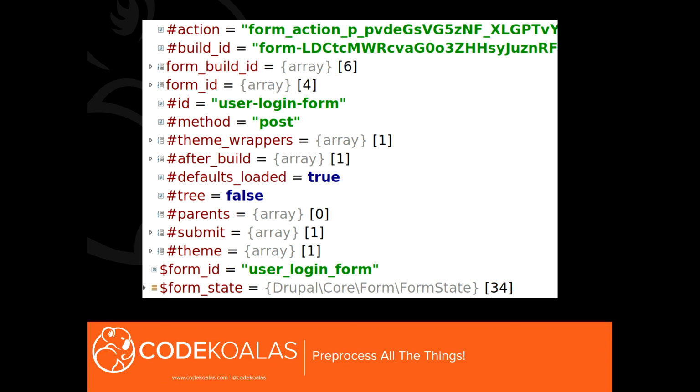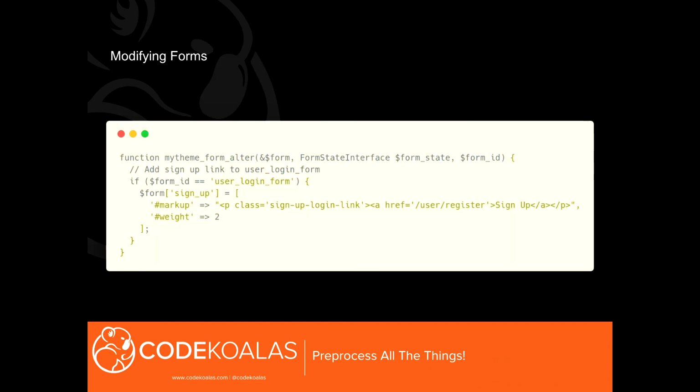So here's an example of a form alter. We have function myTheme form alter, and I usually just copy this from Drupal.org, the variables you pass in here. Or if you have a client that has suggestions, just type it out, it'll autocomplete. So let's say we want to add a sign up link to our user login form. Instead of just adding a field in the GUI, you could do it this way. I'm saying if our form ID is user login form, which is why it's useful to have stuff like this, you can just use this variable in your if statement.